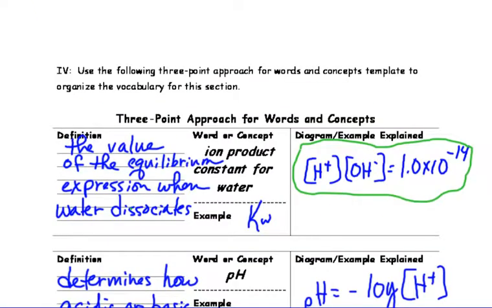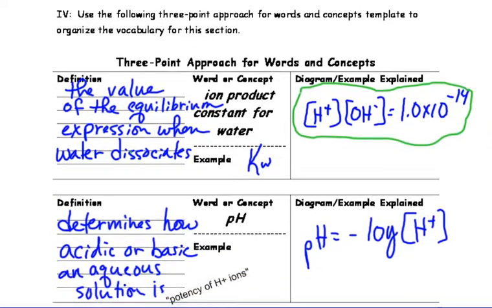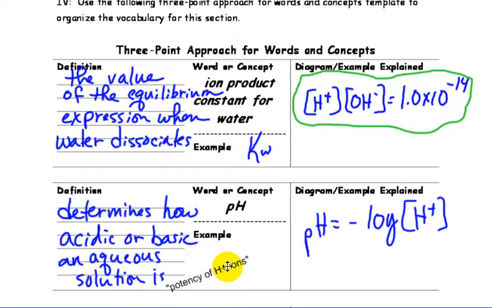Okay, that's it. So we just have the vocab now. So the ion product constant for water, or Kw as I referred to it, is the value of the equilibrium expression when water dissociates. So H times OH gives 1.0 times 10 to the minus 14. pH stands for potency of hydrogen ions. It determines how acidic or basic an aqueous solution is.